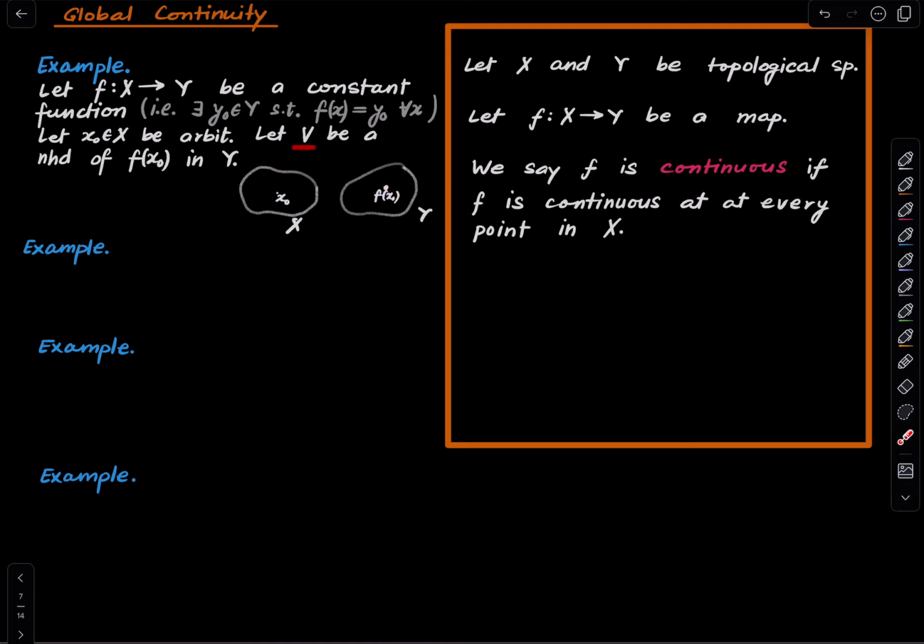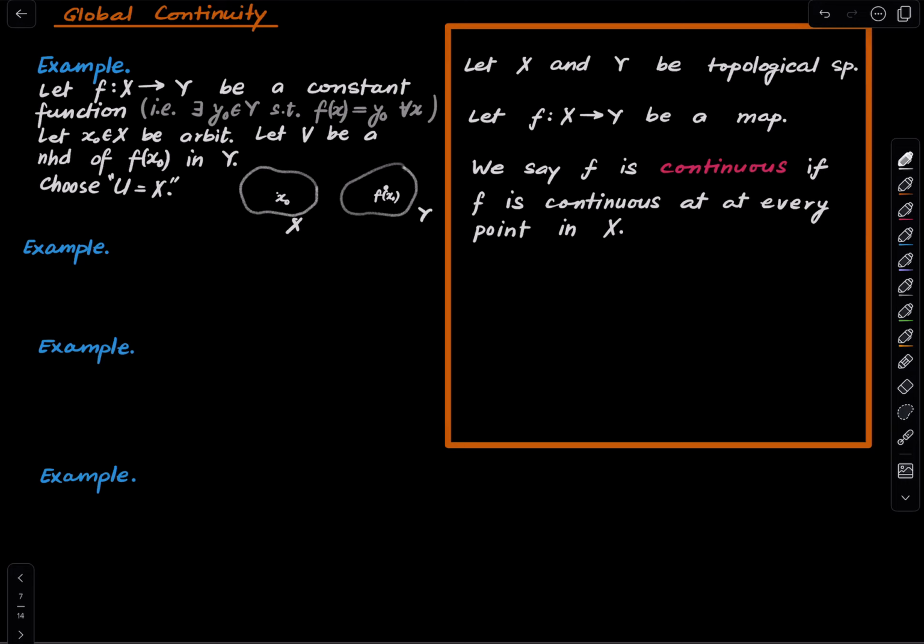Somebody chose this neighborhood of f(x0). You wanted to find a neighborhood U of x0 such that the image of this neighborhood is inside V. But you can just choose the entirety of the set X and that's it. So I'll just write choose U equals X, if you understand what that means. So that proves that constant functions are continuous everywhere.